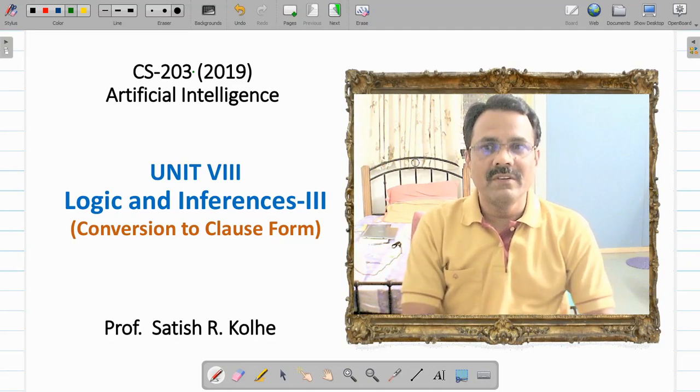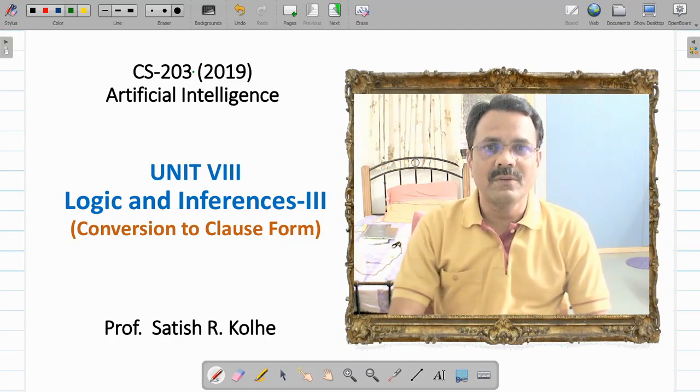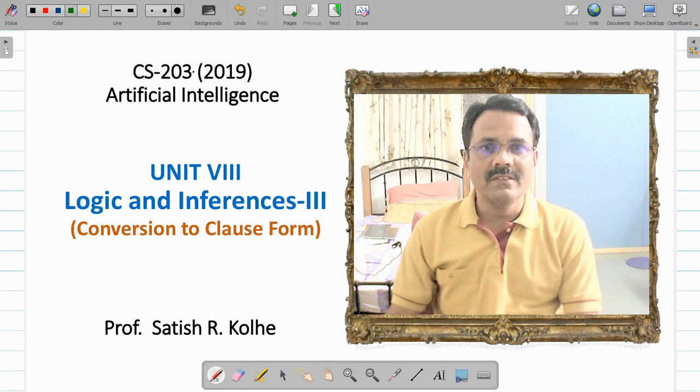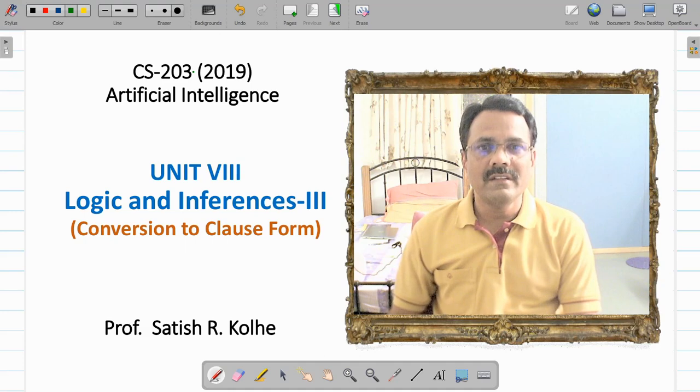Today we are going to discuss conversion to clause form, which is also called CNF, that is conjunctive normal form. In last class we have seen how to convert a given knowledge base, which is in the English language, into predicate logic, first order predicate logic. Now today we will see, for the resolution procedure, how to convert these English language sentences into standard form.